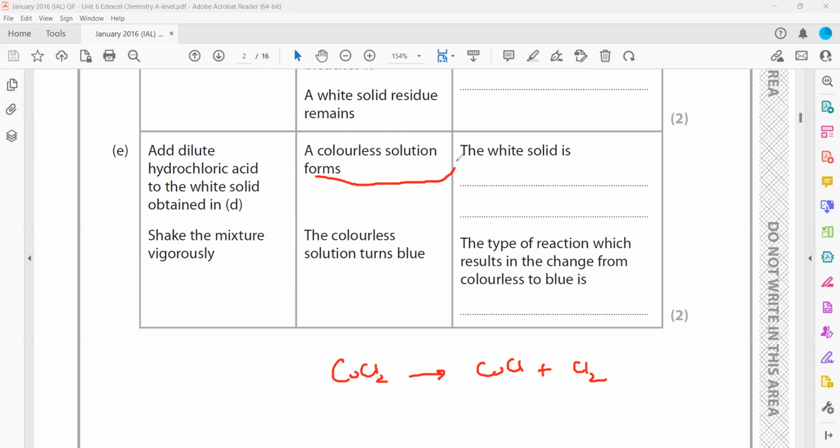So when we add hydrochloric acid, a colorless solution is formed. The white solid is what? The white solid is copper 1 chloride, CuCl. And then we shake the mixture vigorously. The colorless solution turned blue.